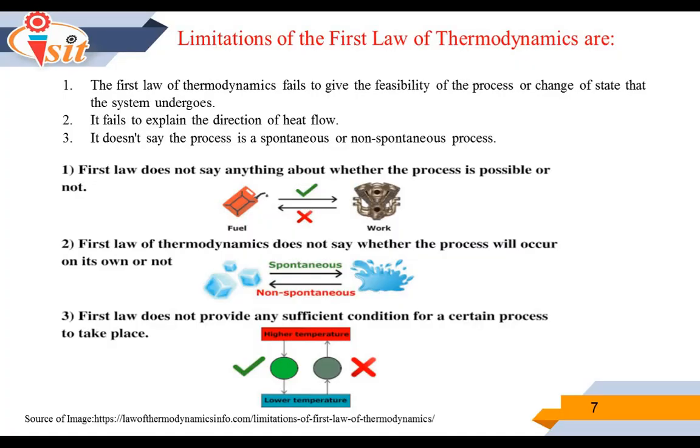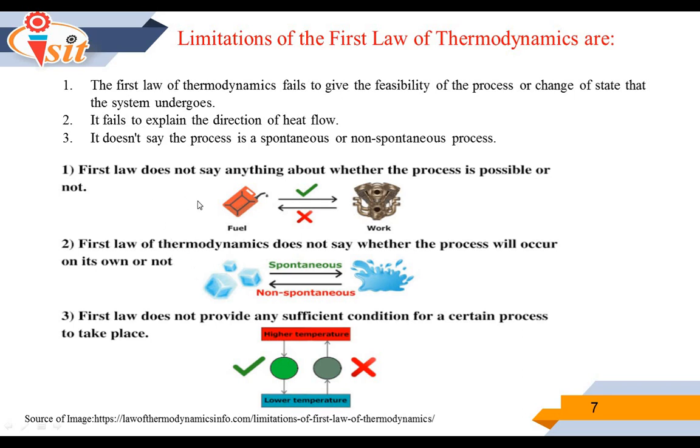Next, now we see the limitations of the first law of thermodynamics. Here I list out the three limitations. The first law of thermodynamics fails to give the feasibility of the process or a change of state that the system undergoes, it fails to explain the direction of heat flow, and it doesn't say whether the process is spontaneous or non-spontaneous. So we see one by one.